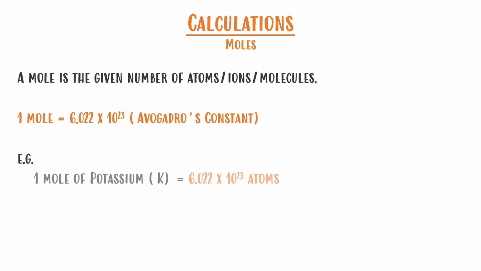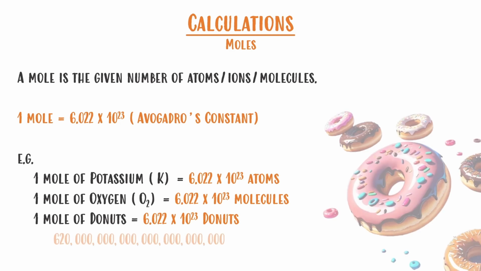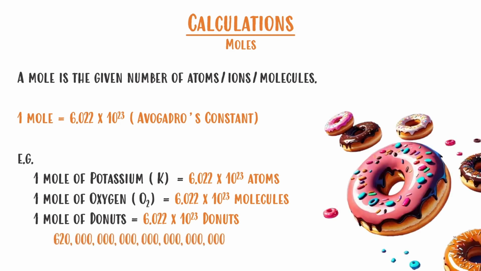For example, if I had one mole of potassium, I'd have 6.022 times 10 to the power of 23 atoms. If I had one mole of oxygen, well, I'd have the same amount, but in molecules. One mole of donuts? Well, that's also going to be 6.022 times 10 to the power of 23 donuts. Just to put it in perspective, that's this many donuts.